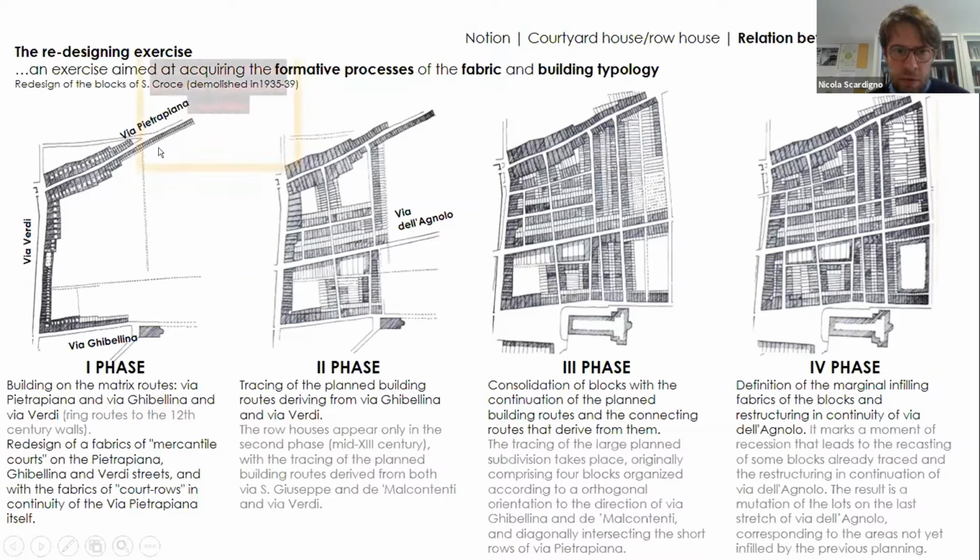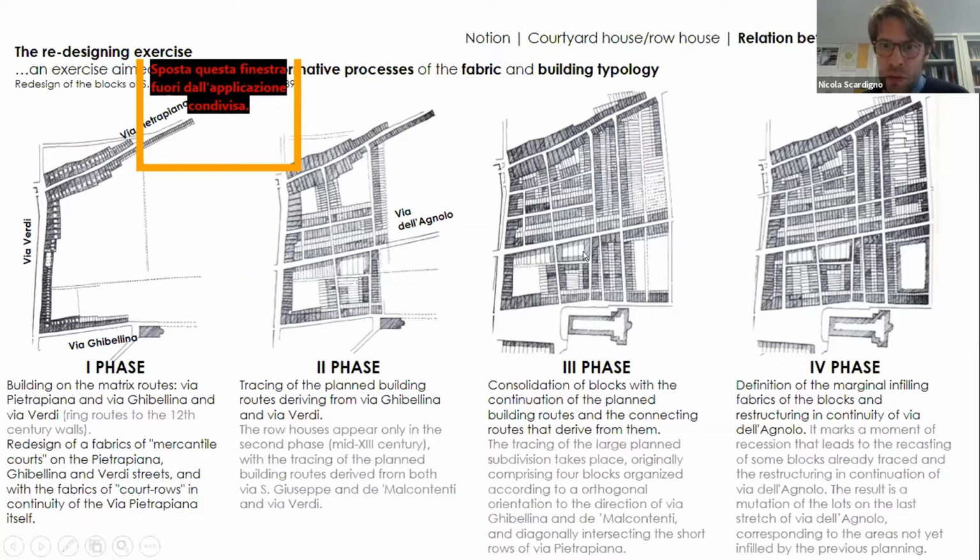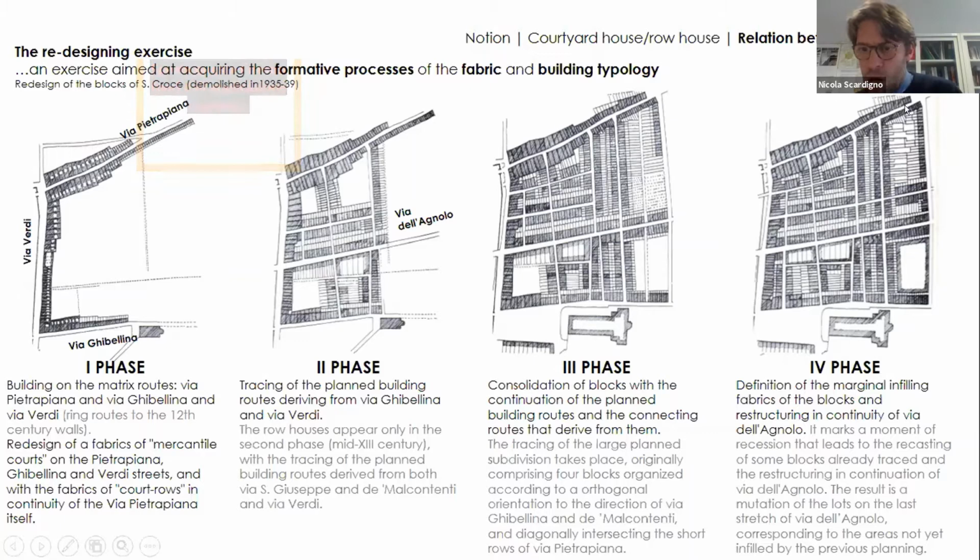The second phase is the tracing of the planning building routes, which derive from via Ghibellina and via Verdi. Then the third phase sees the consolidation of the block through the formation of the so-called connecting route. And the fourth phase, with the definition of the marginal infill of the fabrics of the block and the reconstruction in continuity to via dell'Agnolo.